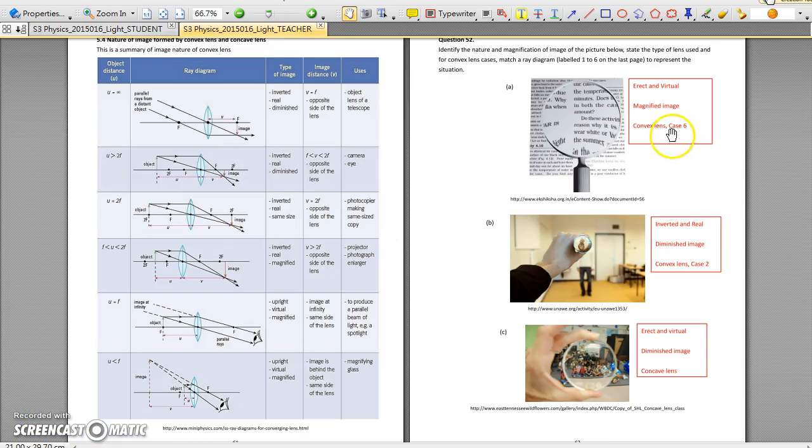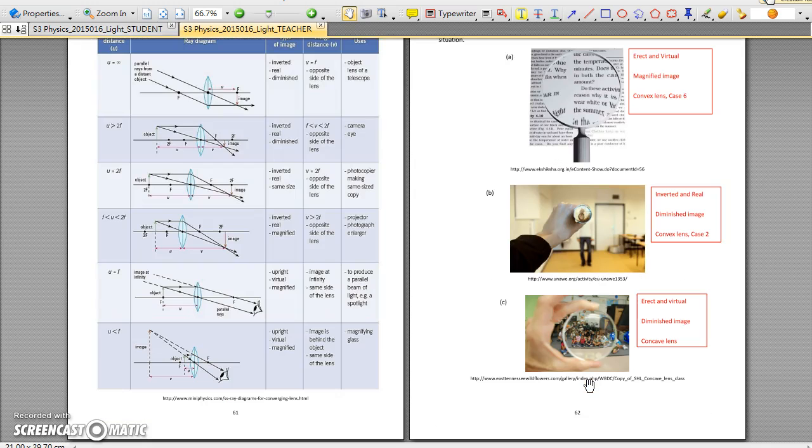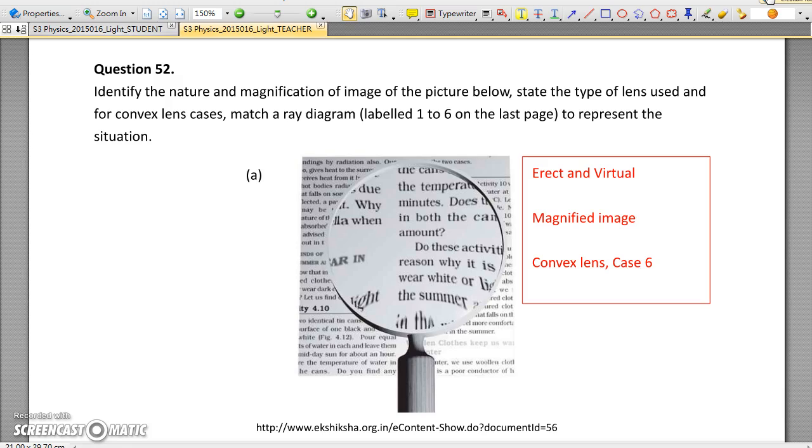We will then go through some of the pictures on the next pages. So at that time, what I want you to do is label the ray diagrams here. Number 1, 2, 3, 4, 5, 6. This is the first one. Obviously, this is a magnifying glass, or we may call it hand lens. The image is erect, and for all erect images, it must be virtual. The image is magnified, and it must be produced by a convex lens. It belongs to case 6.